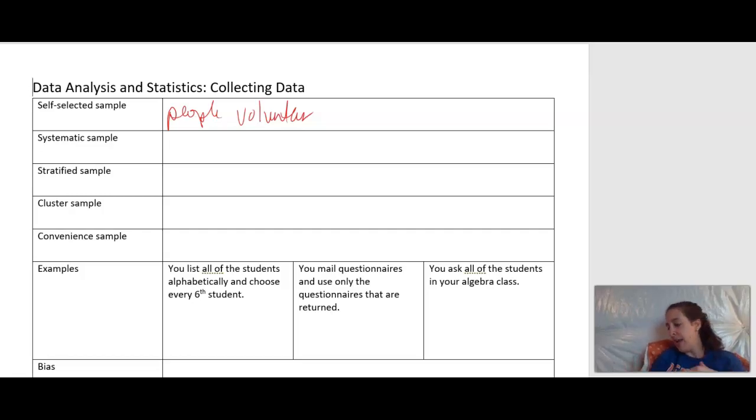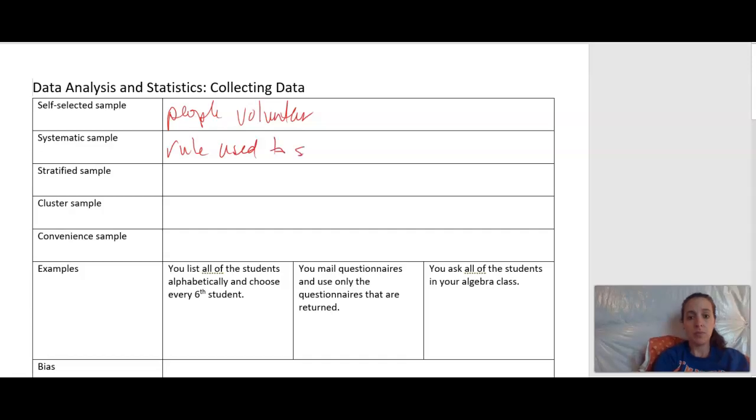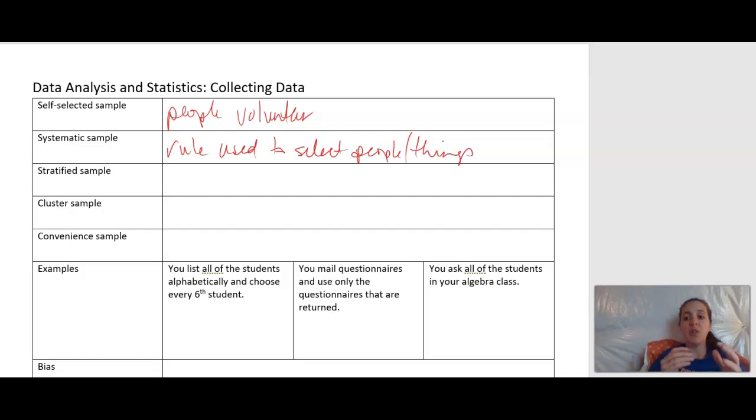Then a systematic sample. There's a rule used to select people or things. This rule could be every other person that walks by or every fifth car that drives through this intersection. So there's a system in place to count and collect that data.